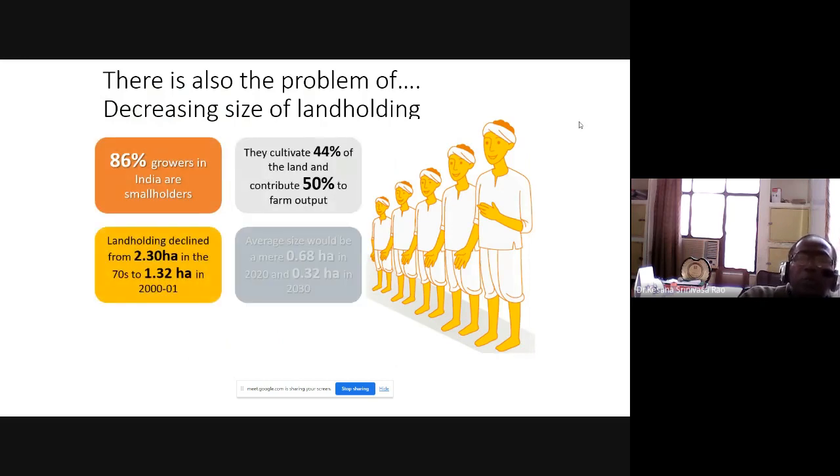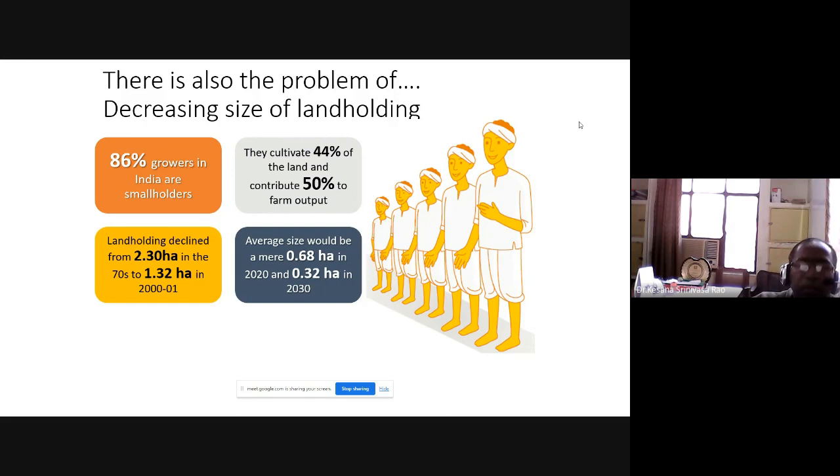Then there is also the problem of decreasing size of land holding. This I have already told you, that by 2020 it is 0.68 hectares, and by 2030 it may be 0.32 hectares. That is the size of land holding which is likely to emerge. These are the 86% growers I have already told you, and they are cultivating 44% of the land and contributing 50% of the farm output.